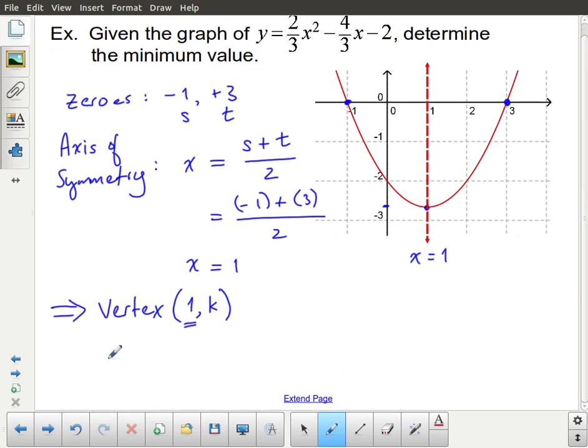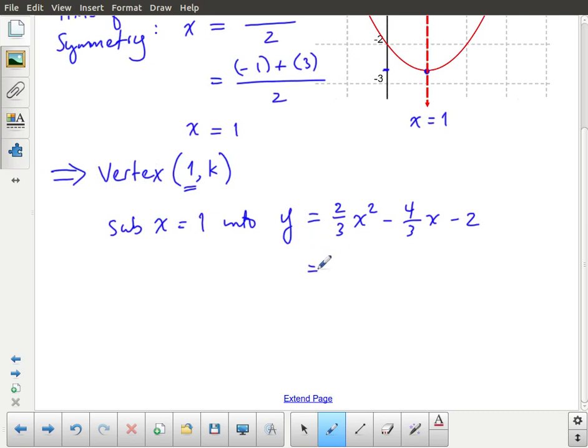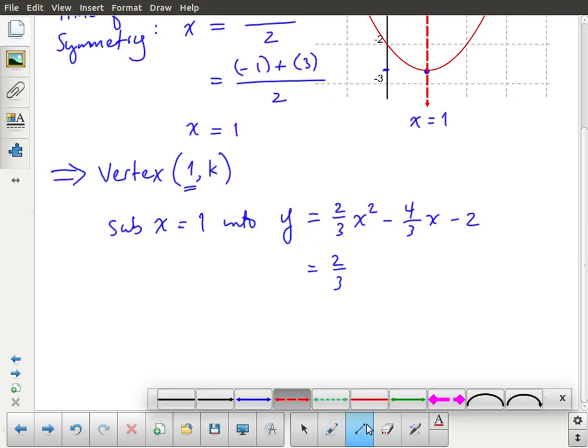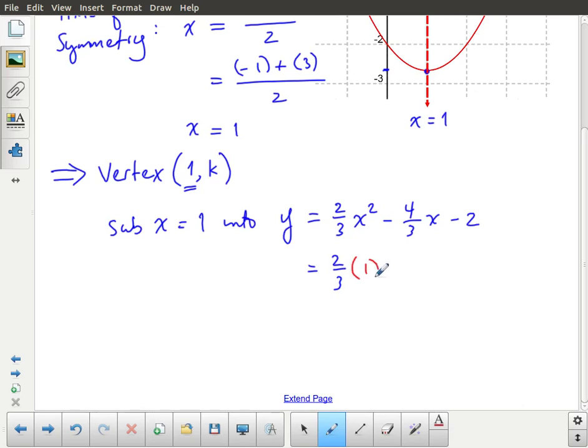So I'm going to sub x equals 1 into the equation. In this case, the equation is y equals 2/3 x squared minus 4/3 x minus 2, which is 2/3, but instead of x squared, I'm going to do 1 squared, minus 4/3, and instead of x, I'm going to do 1, and minus 2. Well, 1 squared is quite simple. That's just equal to 1.